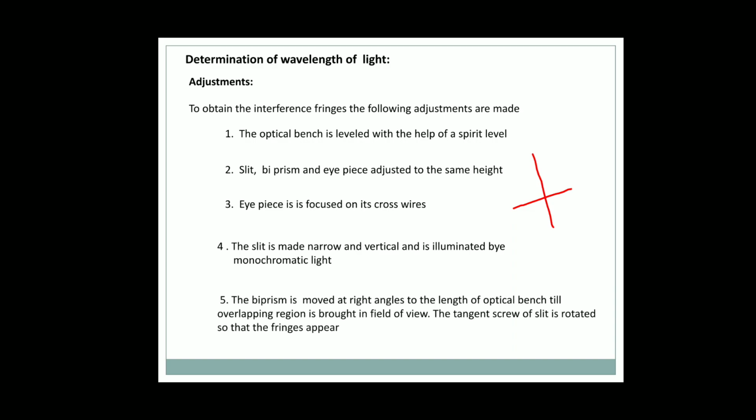The fifth point is that the biprism is moved along the optical bench, and also at right angles to the length of the optical bench, till the overlapping region is brought into the field of view in the micrometer eyepiece. The tangent screw of the slit is rotated so that the fringes appear.